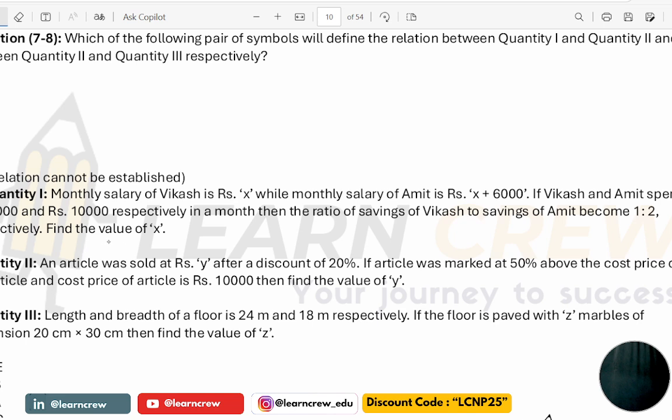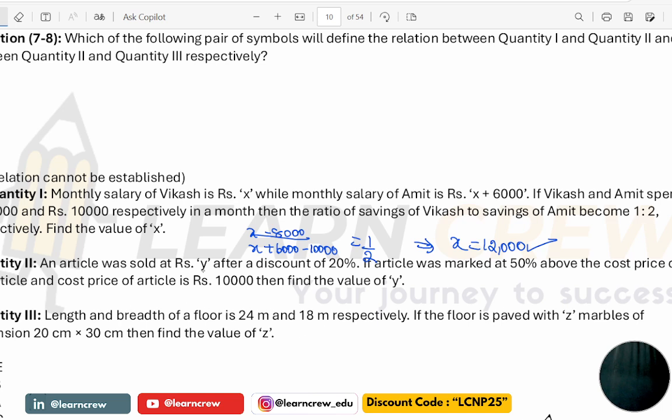Then what is the value of x? So here it is very clear. (X minus 8,000) divided by (x plus 6,000 minus 10,000) is going to be 1:2. If you simplify this, you will get x is equal to 12,000. X is 12,000. What about quantity 2?